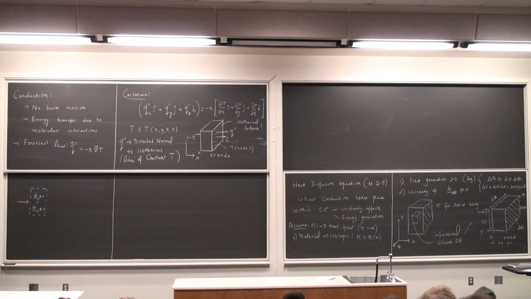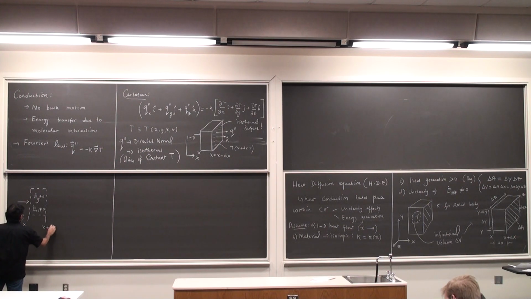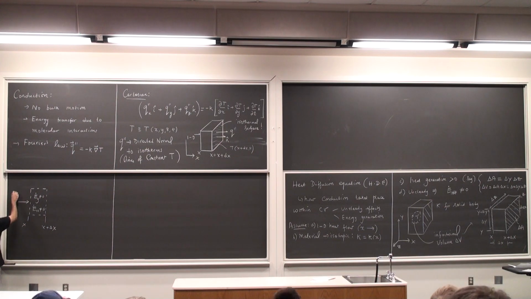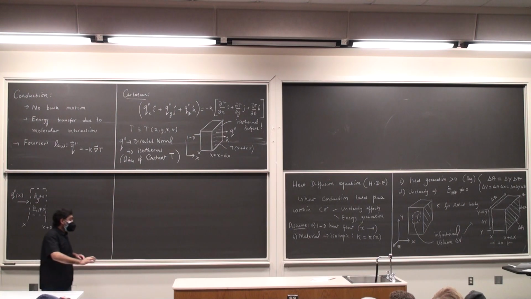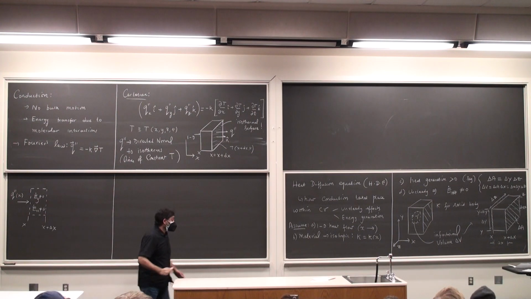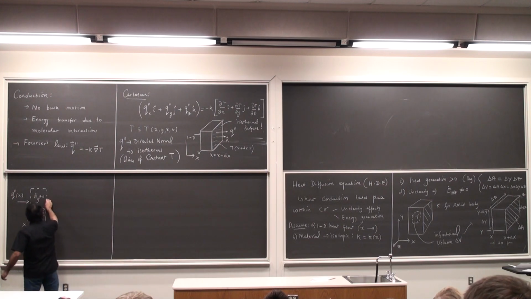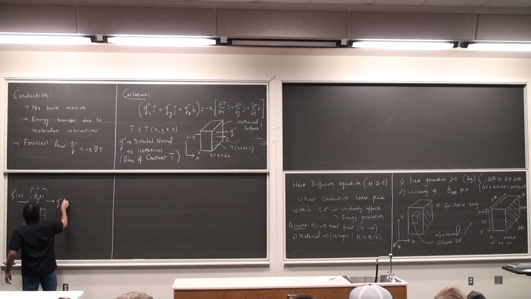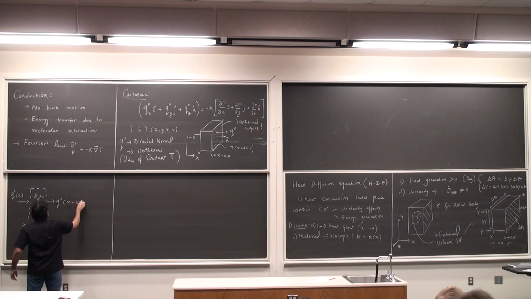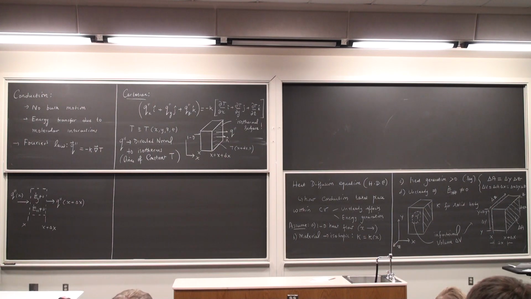I'm going to call this Q double prime at location x. This is x plus delta x. And then, of course, whatever heat goes in has to come out, no matter who you are. Q double prime at x plus delta x. All right.